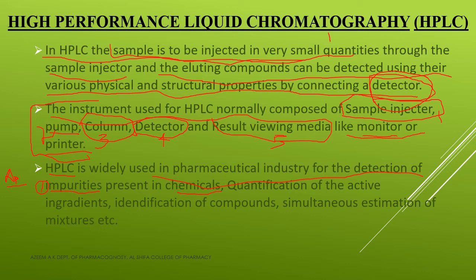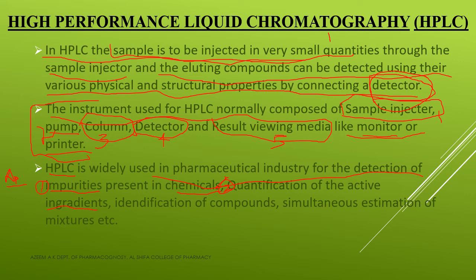Now the second application is, it is used in the quantitative analysis of the sample. So quantitative analysis of the active ingredient, that is the second application. So it is used for the quantification of active ingredient. Suppose a sample is having more than 1 or 2 compounds, and you have to quantify one of them, then you can use this HPLC. So it is used for the quantification of the active ingredients present in the sample.